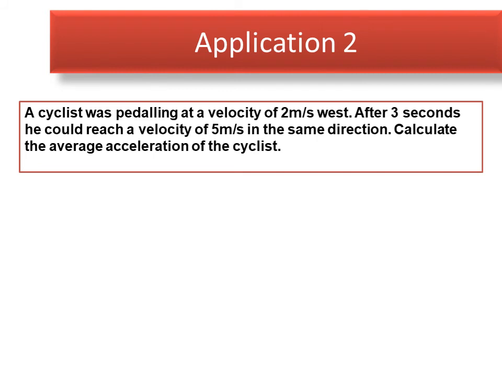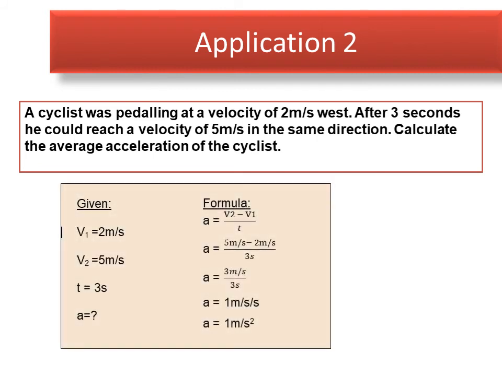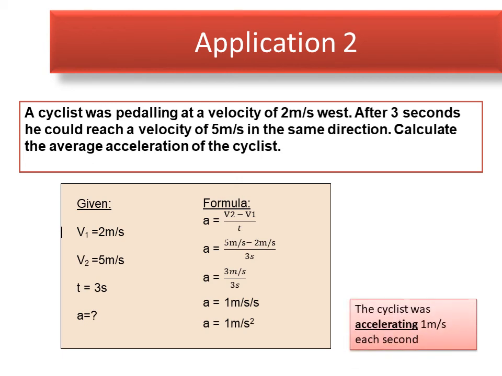Solve, please. So it is V1 2 meters per second, V2 5 meters per second, time 3 seconds. You apply the formula V2 minus V1 over time. You substitute with the correct unit, and the answer will be 1 meter per second per second. In other words, each second the cyclist is increasing the speed by 1 meter per second. So the cyclist was accelerating 1 meter per second each second, so the acceleration is positive acceleration.